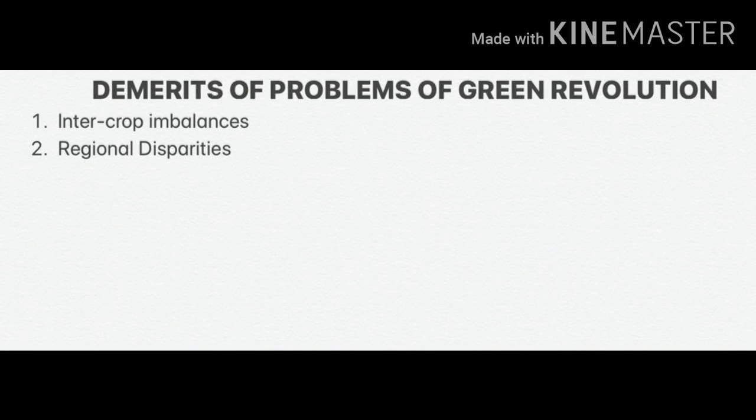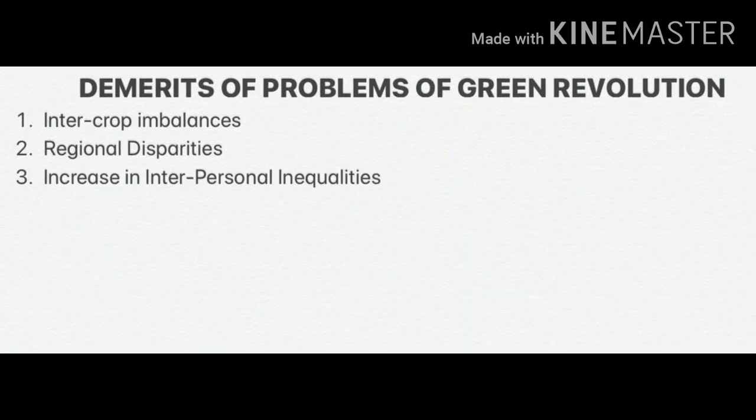Number three, increase in interpersonal inequalities. It has been observed that it is the big farmer having 10 hectares or more land who is benefited the most from Green Revolution because he has the financial resources to purchase farm implements, better seeds, fertilizers, irrigation facilities, etc. As against this, the small and marginal farmers do not have the financial resources to purchase these farm inputs and are deprived of the benefit of Green Revolution technology, which increases the interpersonal inequalities.